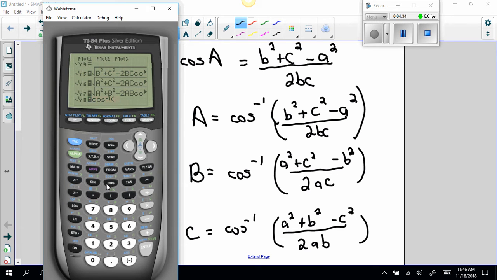Inverse cosine, parenthesis for the numerator, alpha b squared plus alpha c squared minus alpha a squared, parenthesis for the numerator, divided by the parenthesis for the denominator, 2 alpha b alpha c, parenthesis parenthesis. And again, inverse cos, parenthesis for the numerator, alpha A squared plus alpha C squared minus alpha B squared, parenthesis for the numerator.